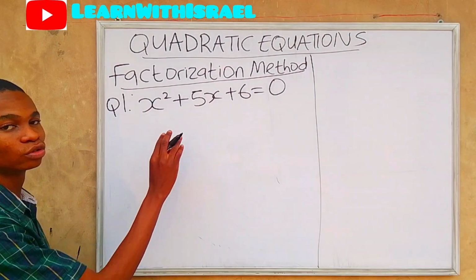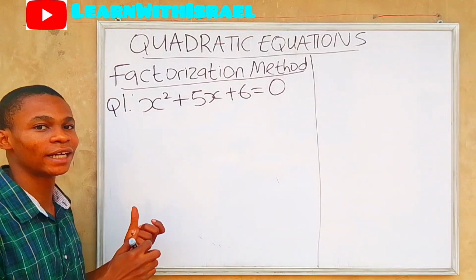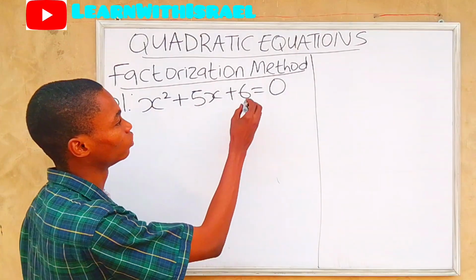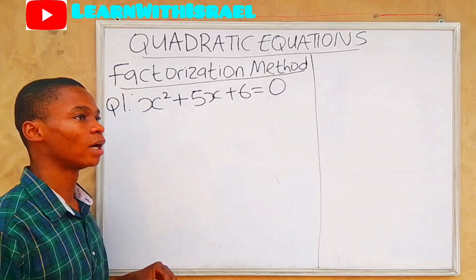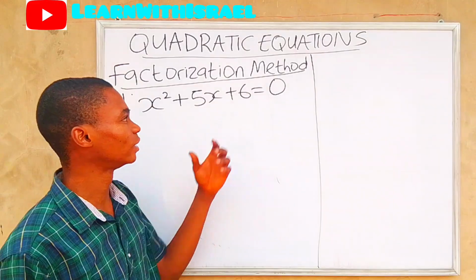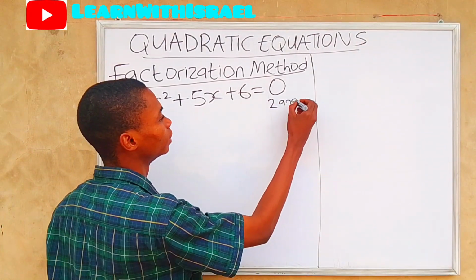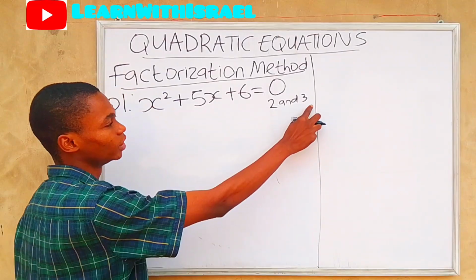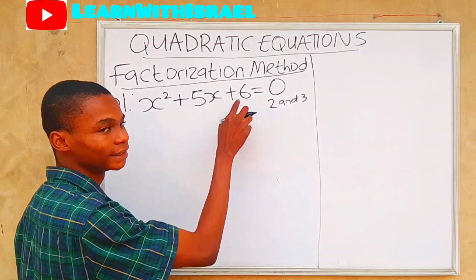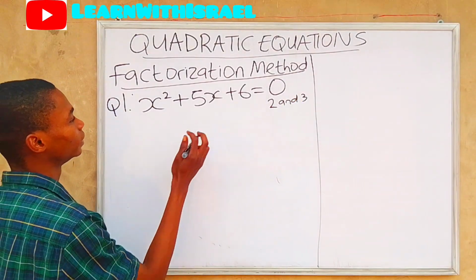The next thing to do is to look for numbers that if we add together, we are going to get 5, and if we multiply together, we are going to get 6. Which numbers can we add together to get 5, and multiply together to get 6? The values are 2 and 3. 2 plus 3 will give us 5, and 2 multiplied by 3 will give us 6. Right? So let's rewrite it here.